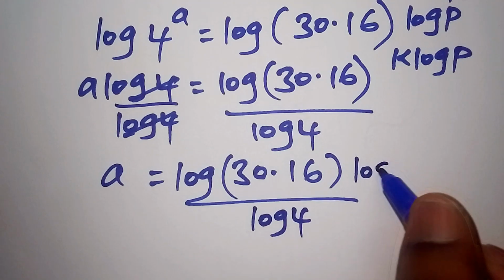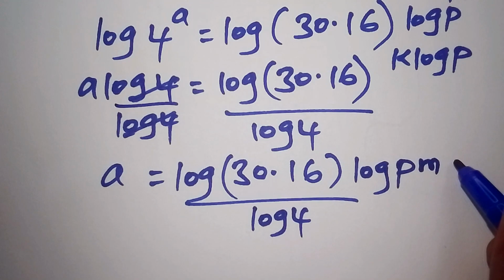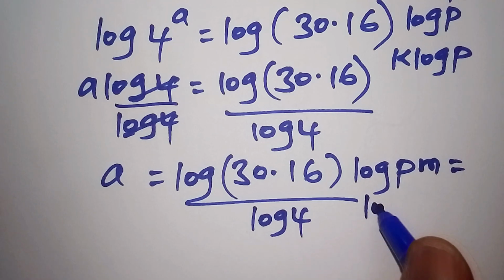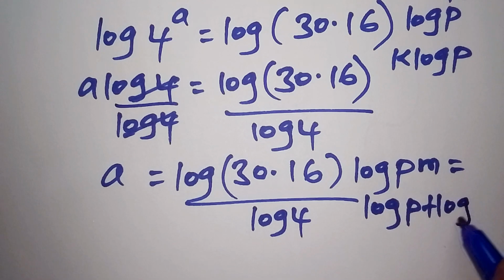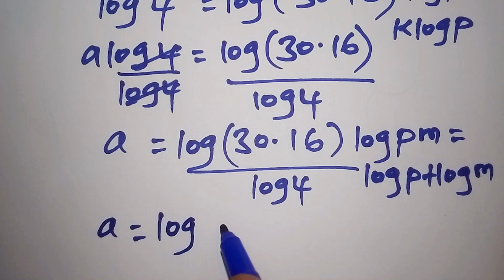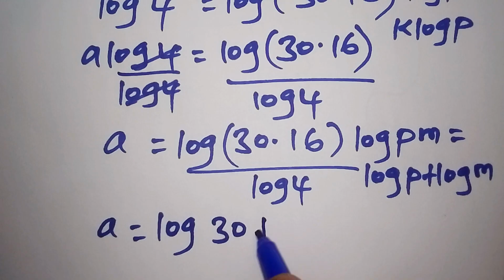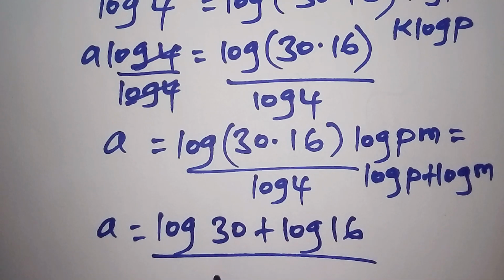Assuming that we have the log of p multiplied by m, we can write it as the log of p plus the log of m. This is according to the law of exponents. So now the value for a is equal to the log of 30 plus the log of 16, all over the log of 4.